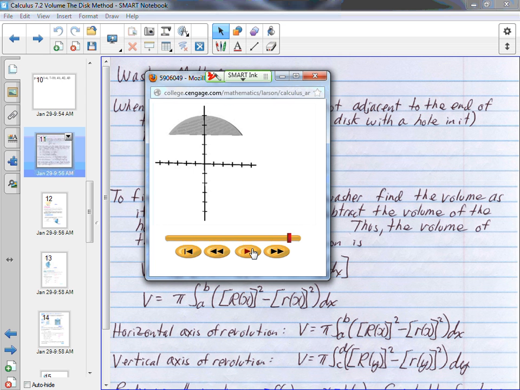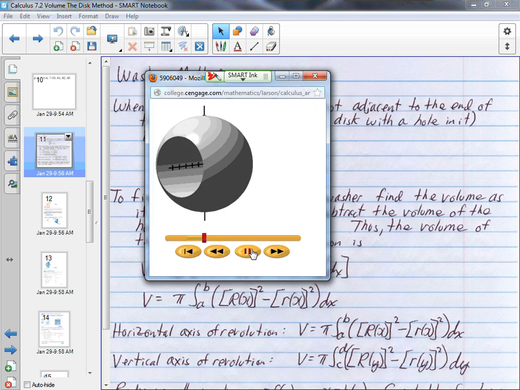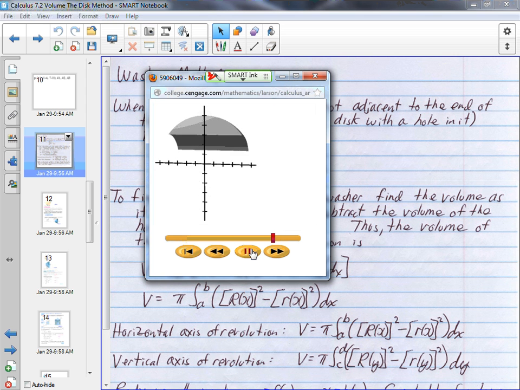That's the figure you start with. Then here's the idea. You pretend it's all filled in. You take out the hollow part. There you go.